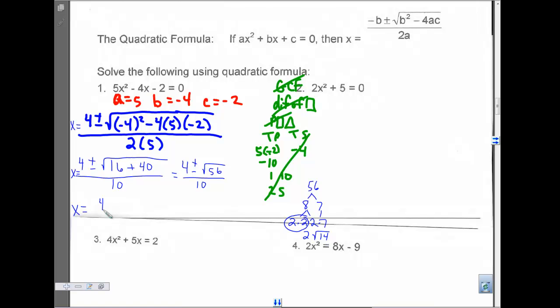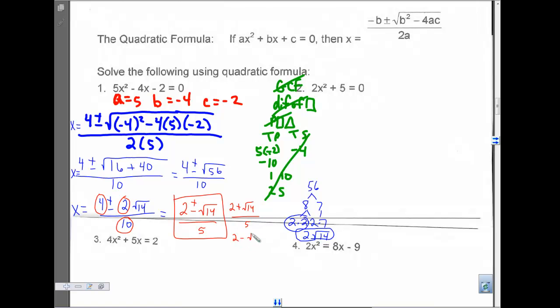So this is 4 plus or minus, instead of square root of 56, I'm going to replace it with 2 times the square root of 14, divided by 10. Every one of these terms here is divisible by 2. So 2 goes into 4 2 times, 2 goes into 2 1 time, and 2 goes into 10 5 times. So this is our answer. We have two answers. The first answer is 2 plus the square root of 14 divided by 5. The second answer is 2 minus the square root of 14 divided by 5.